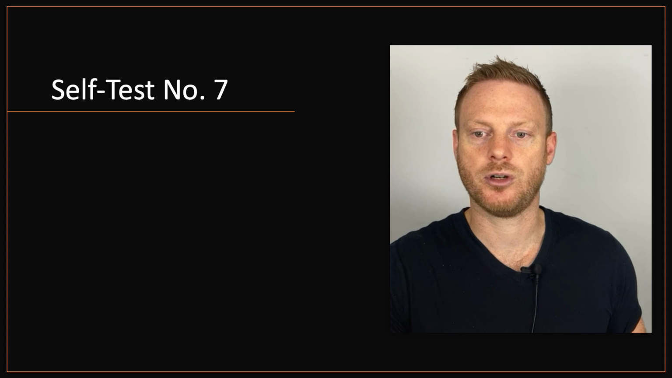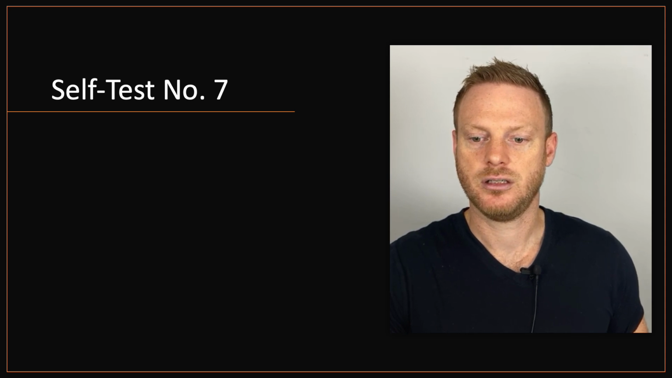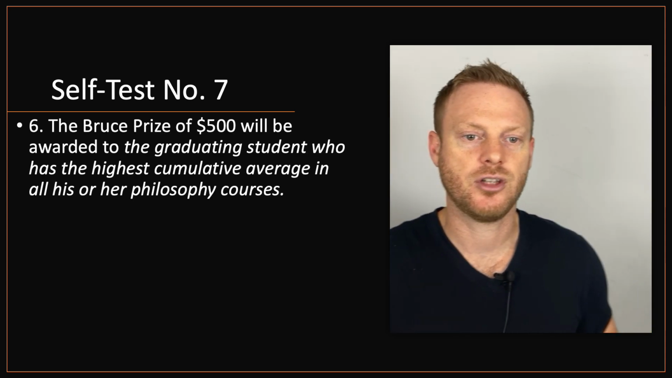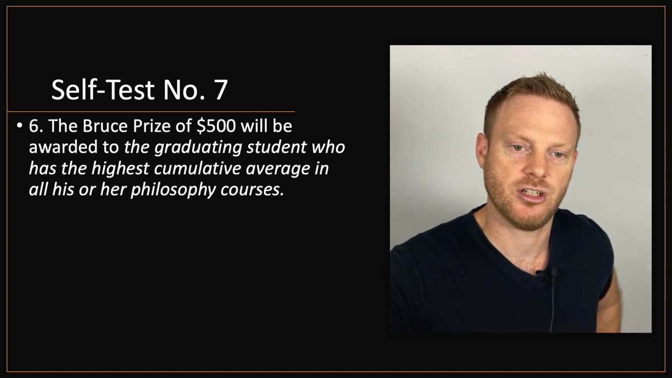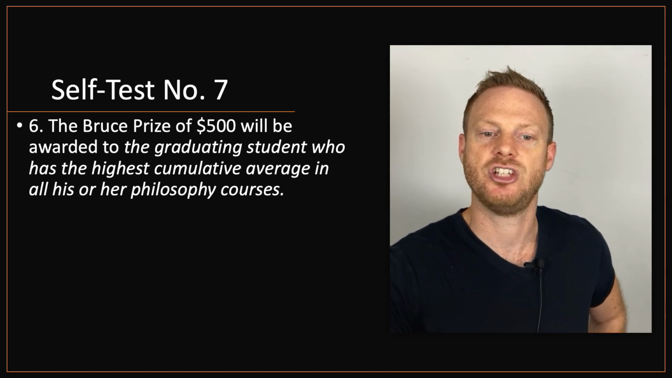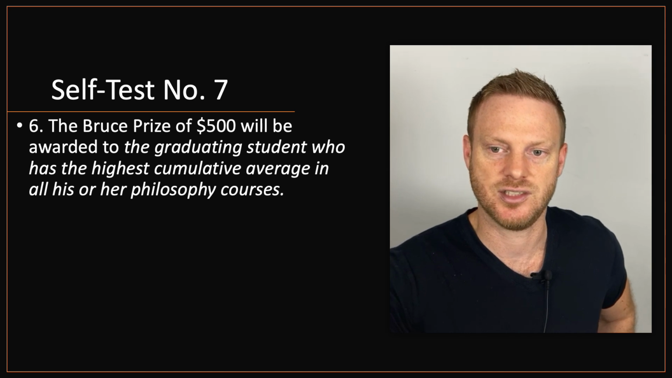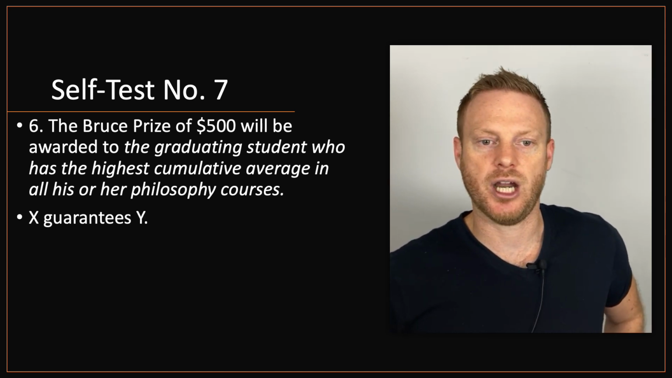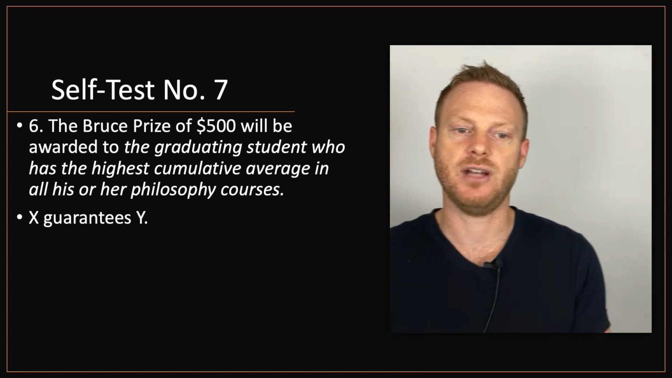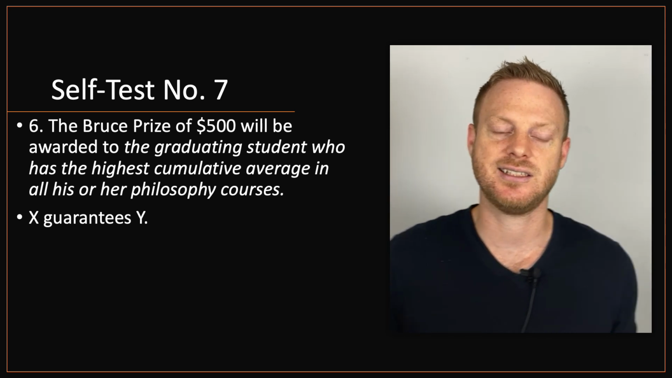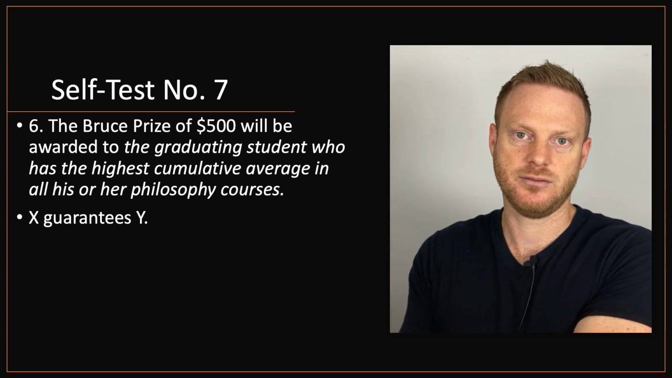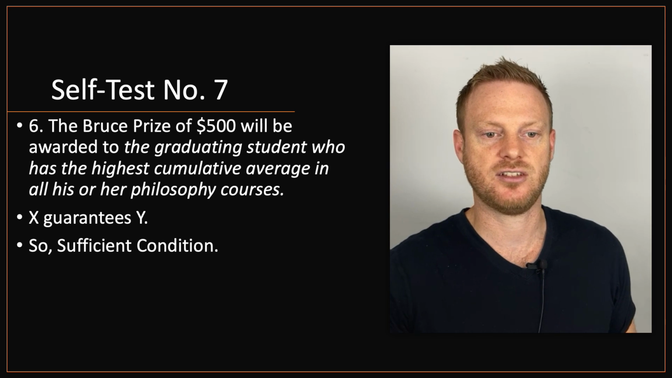Let's look at one more here. Actually, I think I have two more here. So the Bruce Prize of $500 will be awarded to the graduating student who has the highest cumulative average in all his or her philosophy classes. Now, X guarantees Y, right? If you are the graduating student who has the highest cumulative average in all his or her philosophy classes, then you're going to get this prize of $500. So it's a sufficient condition.